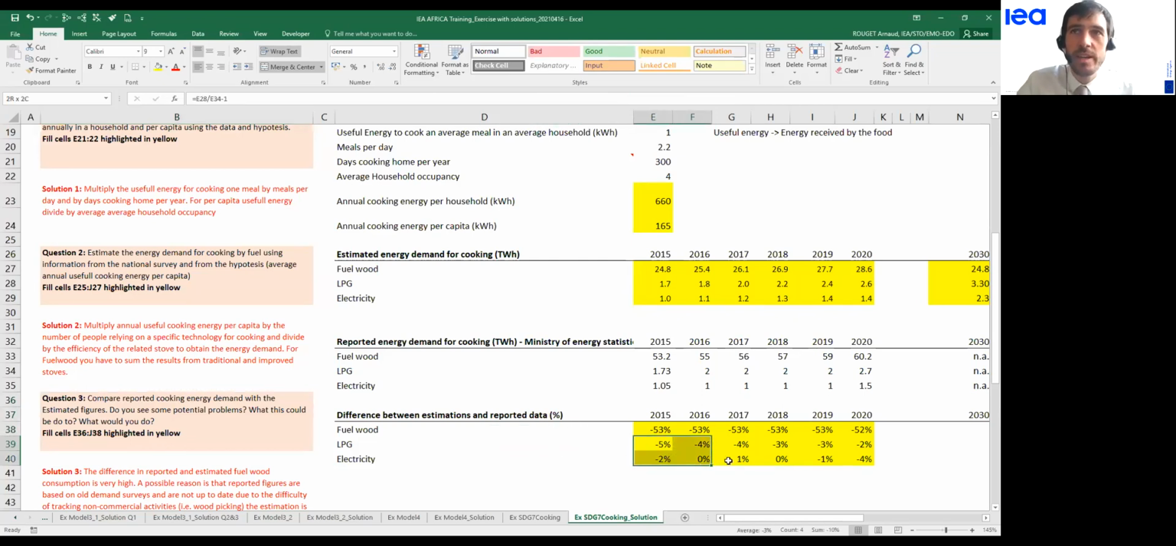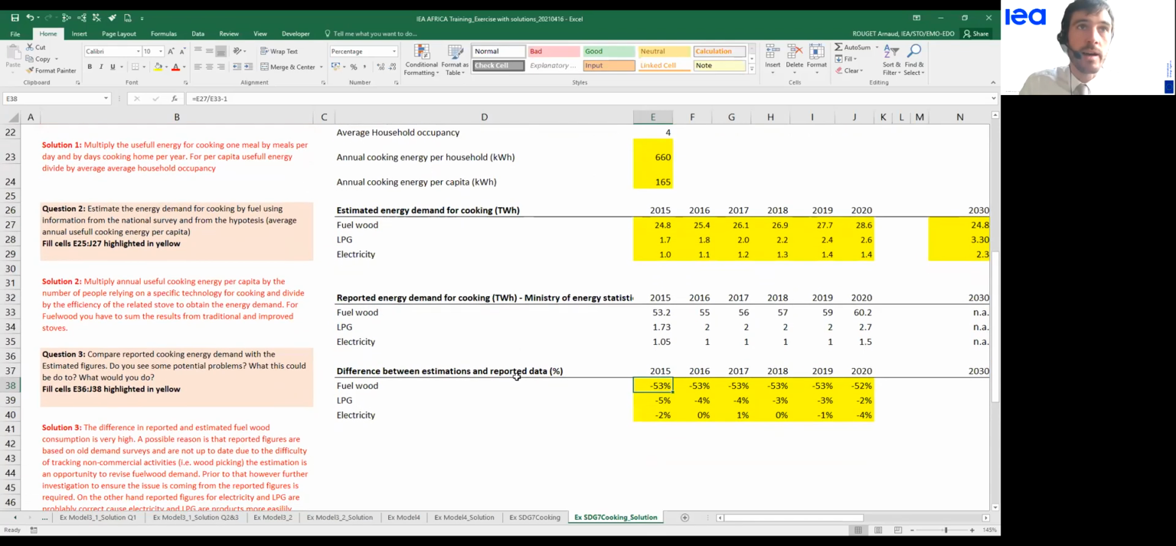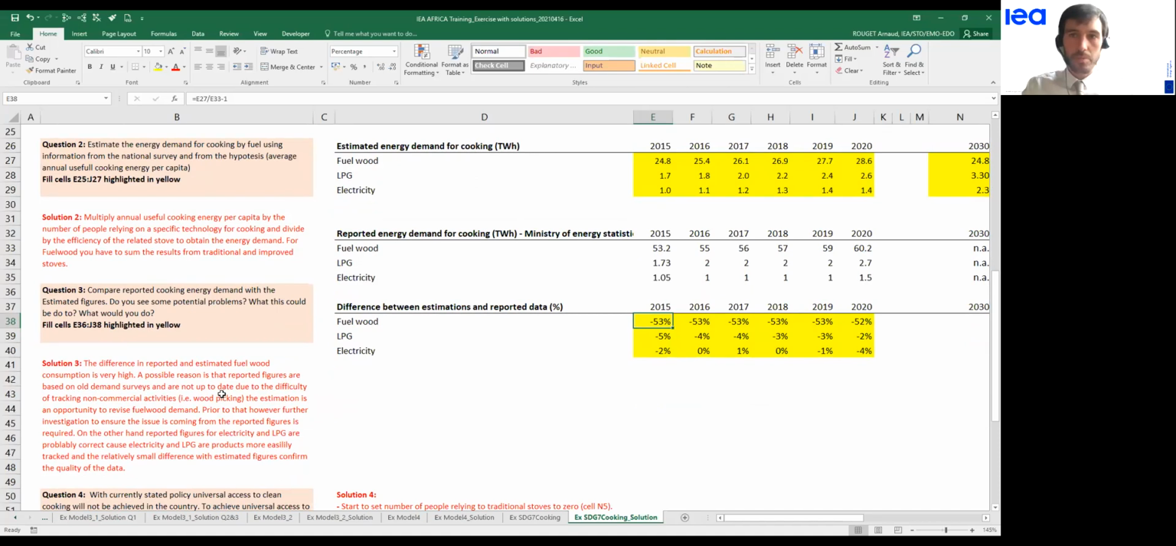We can see that for LPG and electricity, the difference is very limited. It's less than 5% delta, but for fuel wood, it's a 50% difference between those two data sets, which can be explained because, as we said, estimating fuel wood consumption is very difficult, and we might have been using old demand surveys which are not up to date because of the difficulties to track non-commercial activities, difficulties to track non-household, non-residential use of biomass. So what could be done is to, again, look at all those data and try to refine, taking the latest available, and to improve our data sets.